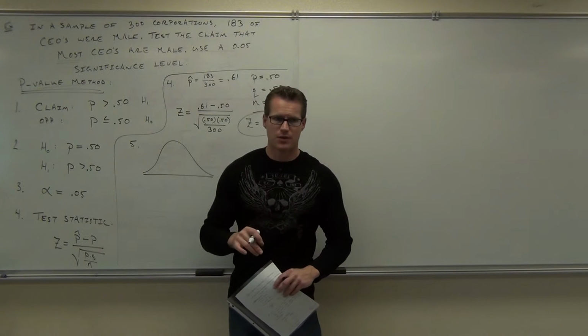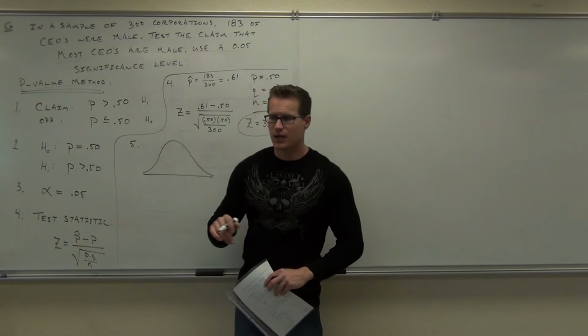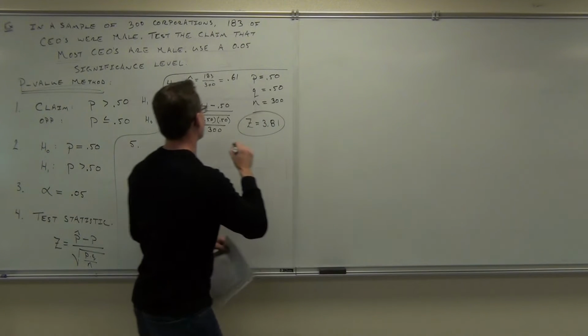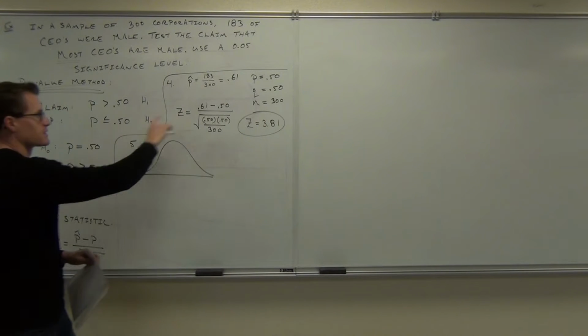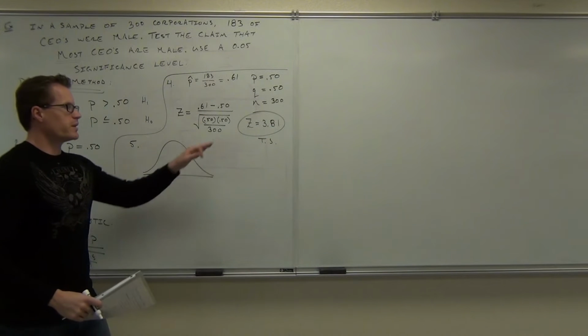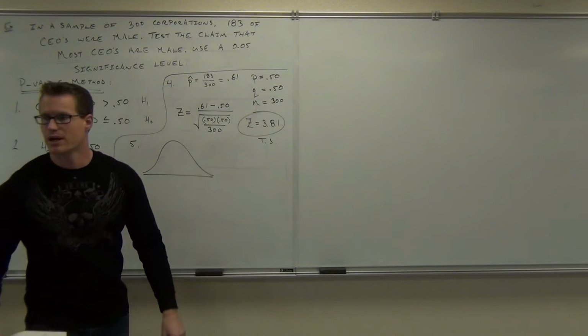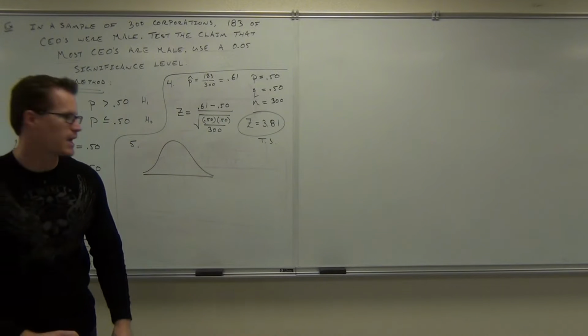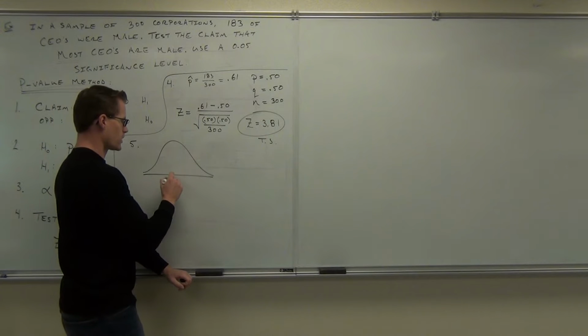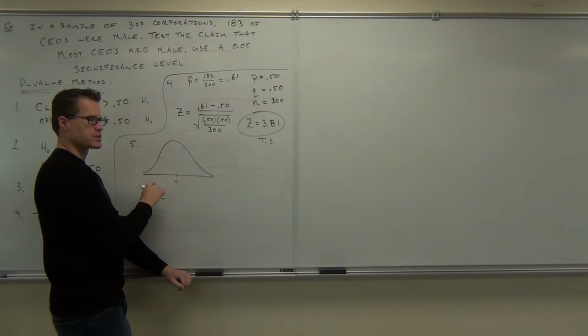In the p-value method, what you do is you place your test statistic. This is the test statistic right here. That's what step number 4 says, test statistic. You place this on your chart. So go ahead and place that on your chart right now, 3.81, is that what it was? 3.81. Zero's in the middle. Where's 3.81? Stop me when I get there.